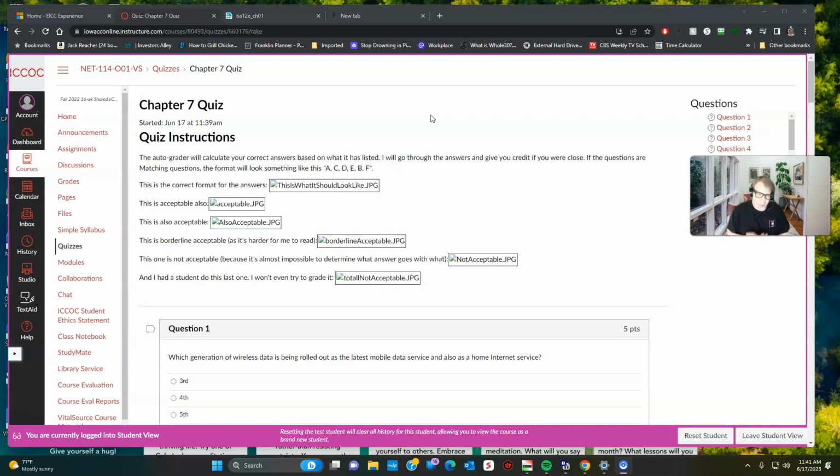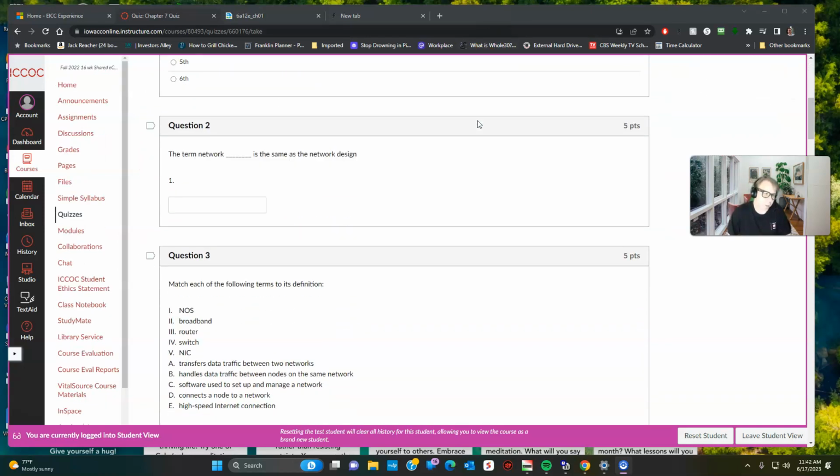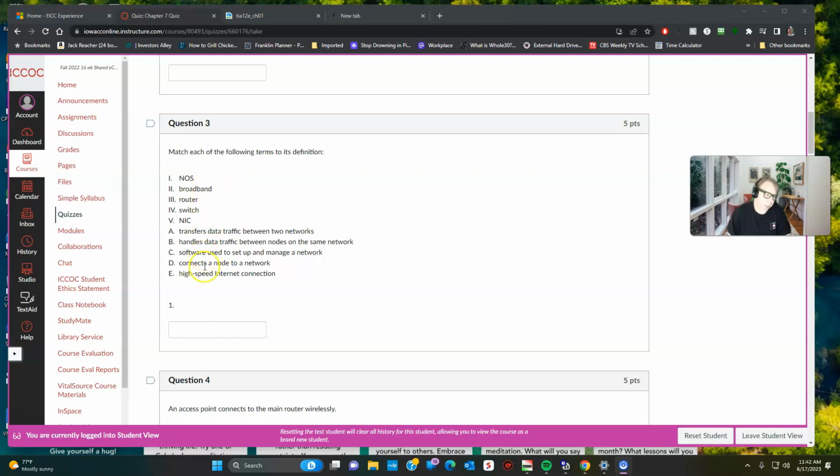Depending on how I get everything set up, these images may or may not appear in the class, so I want to show you what they're talking about. On certain quizzes, you're going to have matching questions like this. So the answer key is, expect something like that in whatever the order is.